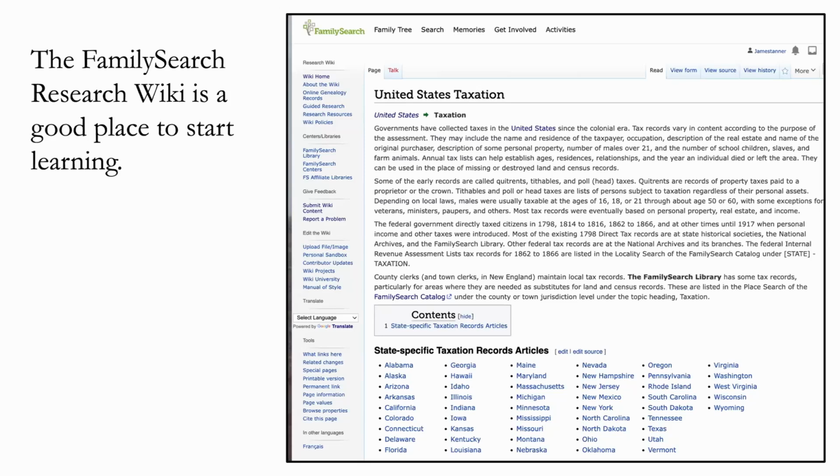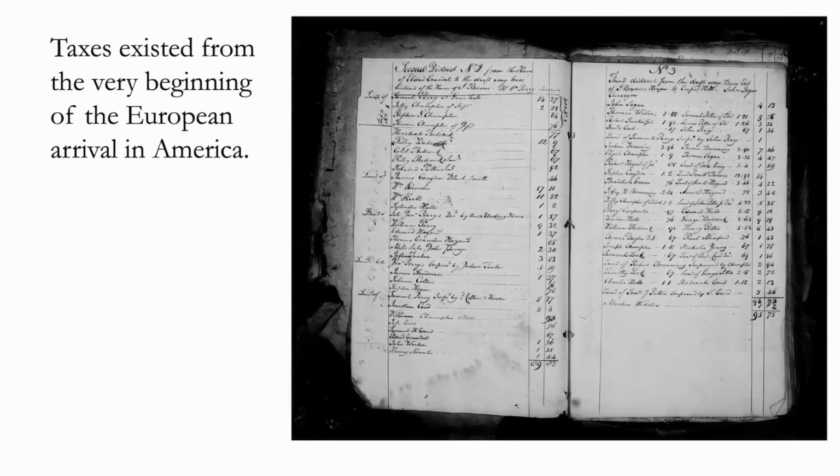So in this case, we need to understand also how ancient these are. Taxes existed the second they stepped on land in America. As soon as somebody landed here, they were starting to pay taxes of some kind. And those tax records are available. You can find them. They're findable.